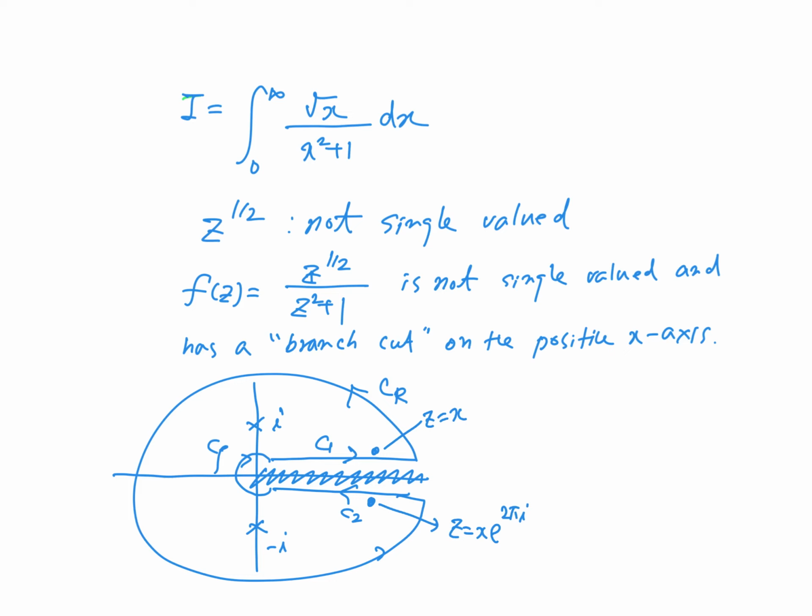The same point, this is the same point on the x-axis. But above, on C1, simply z equals x, right? On this point, we have 2 pi i. So this point can be considered as x times exponential 2 pi i. So simply this, x squared plus 1, square root of x, right? Here.